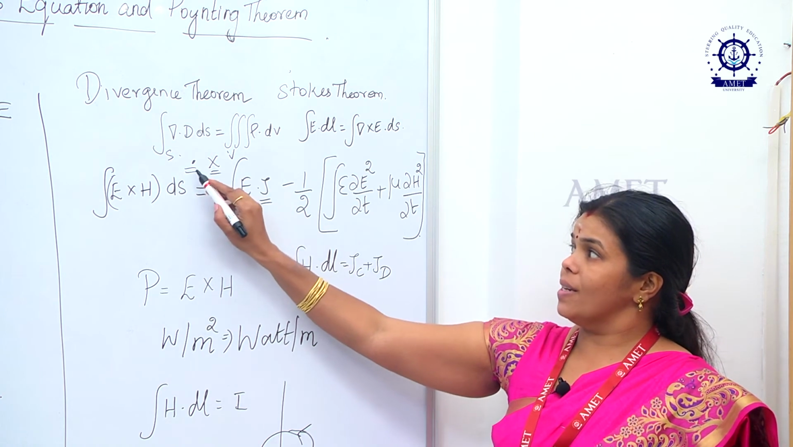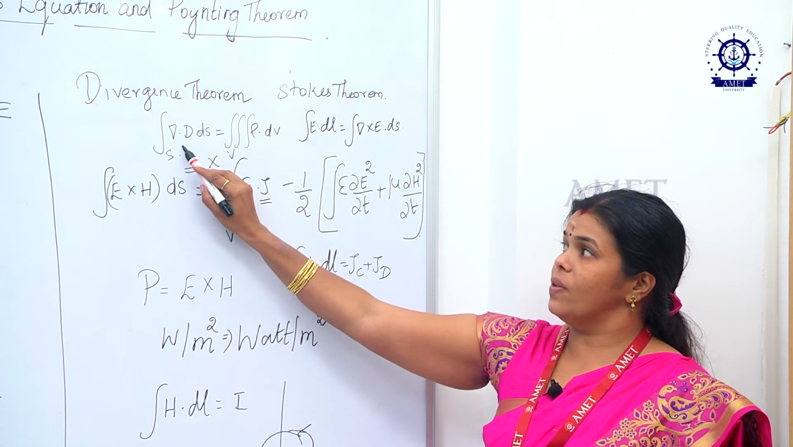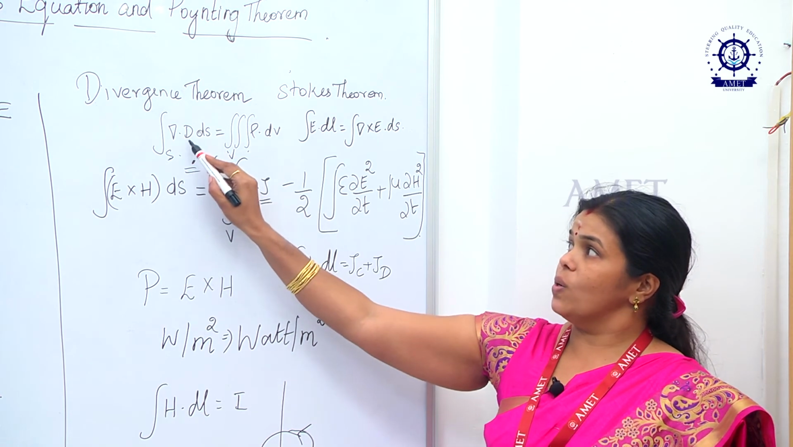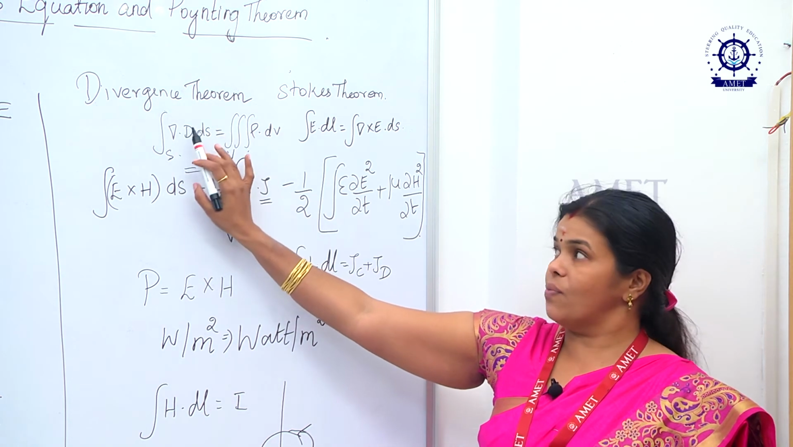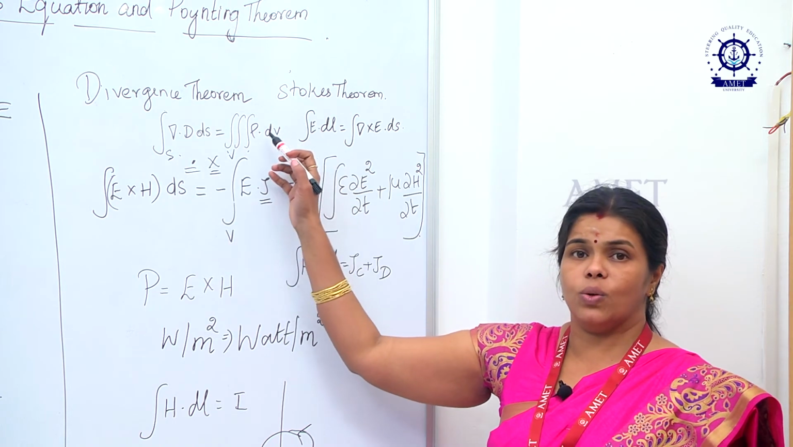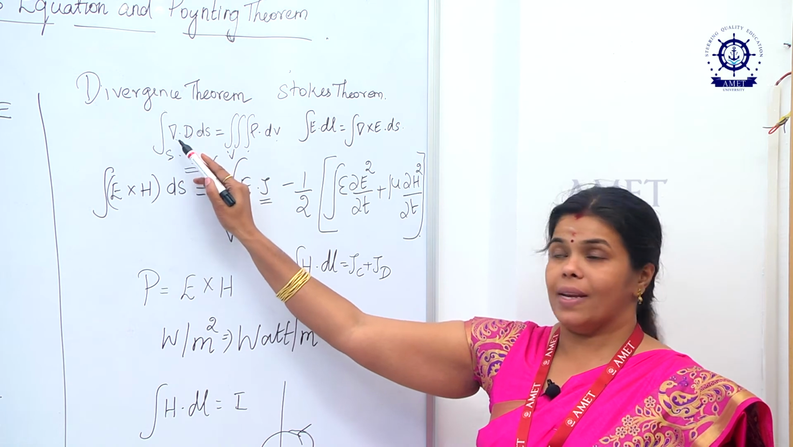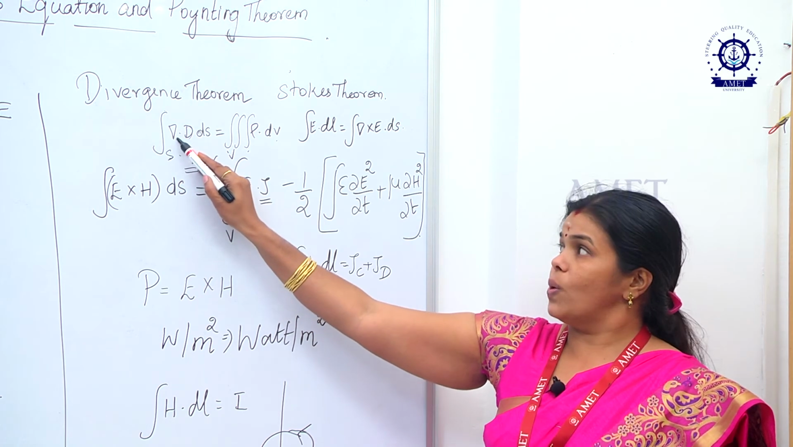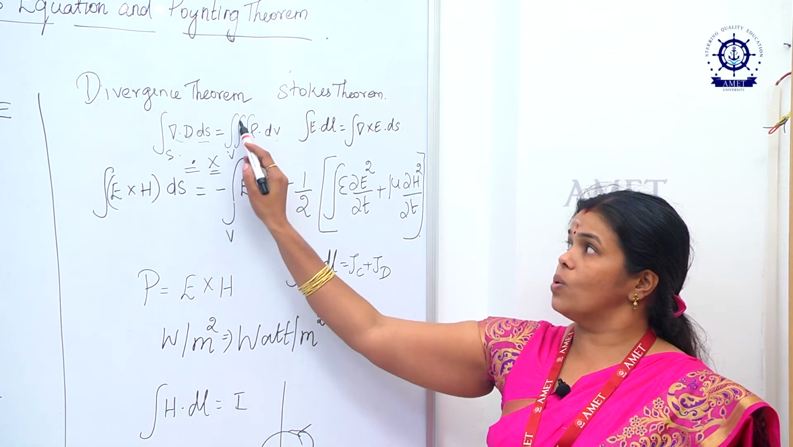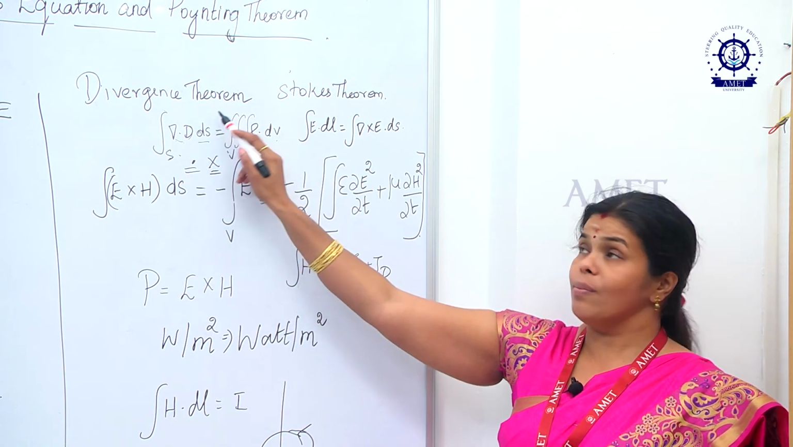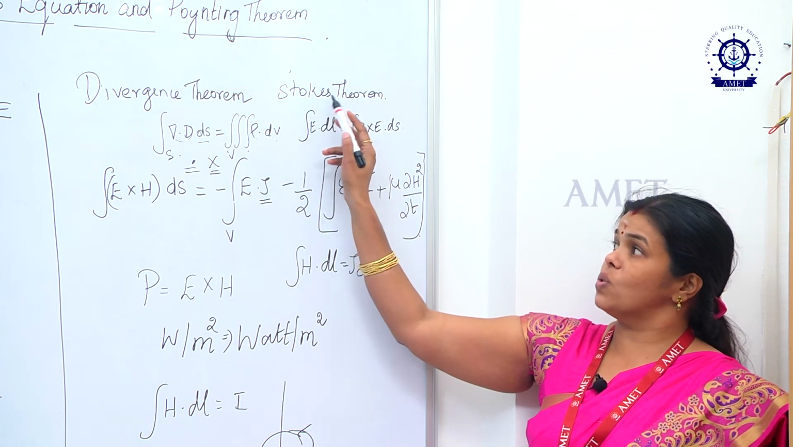In the dot product, if you want to convert a surface integral into a volume integral, we are using the divergence theorem. So a surface integral can be converted into a volume integral with the help of the divergence operator, that is the del operator. So the integral of A dot dS is equal to the volume integral of del dot A dv, that is the divergence theorem. And then there is the Stokes theorem.